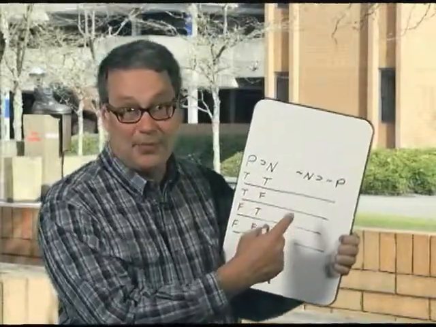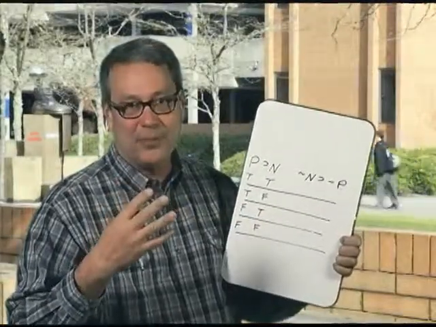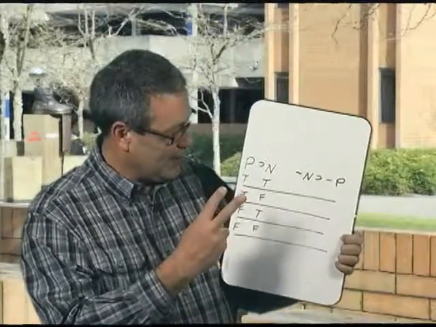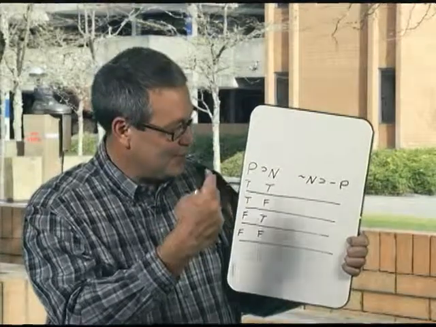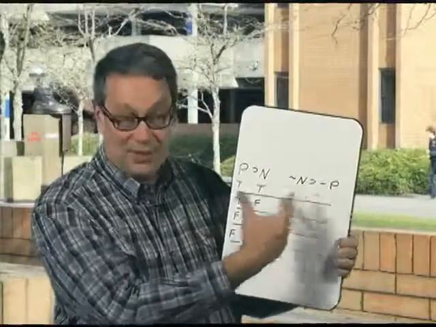Again, count the number of different letters. In this case, we have P's and N's, 2 different letters. So we've memorized that'll be a 4-line truth table. So we've got it set up with 4 lines. We took our 4, cut it in half, 2 trues, 2 falses under the first letter. Then take the 2, cut it in half and get 1: 1 true, 1 false, 1 true, 1 false. And the truth table is set up.